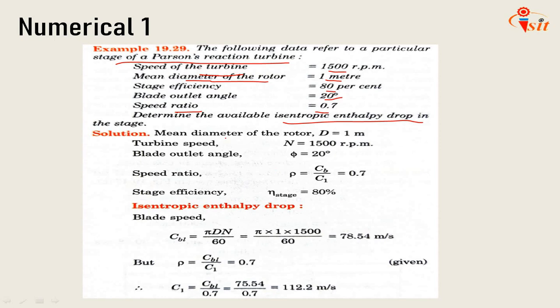Isentropic. Okay. Now here the given terms are written. Mean diameter D, capital D, 1 meter is given. N is given, 1500 rpm turbine speed. Blade outlet angle is given, phi 20 degrees.